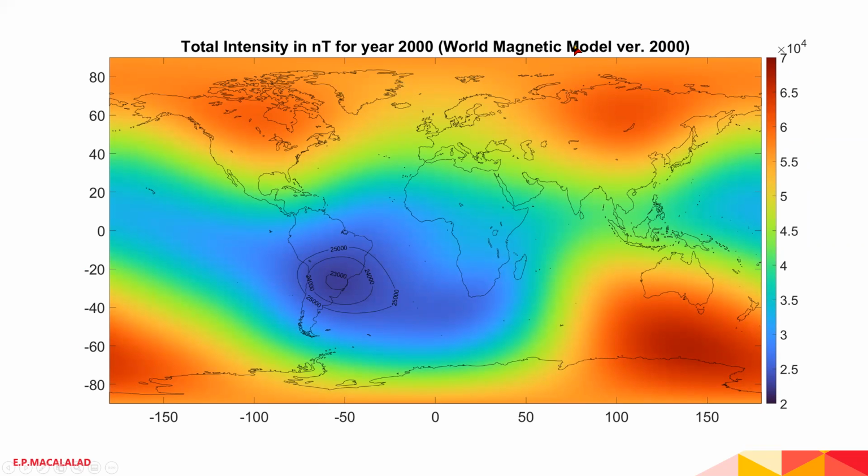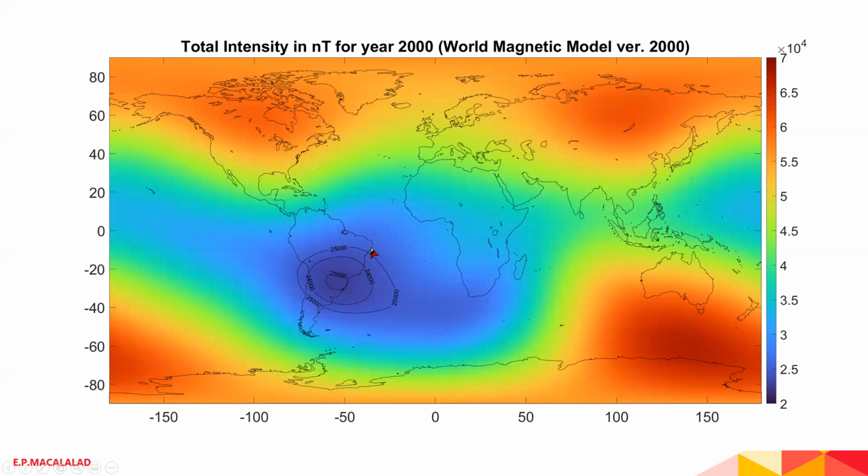So every 5 years. For example, this is the total intensity in nanotesla for the year 2000. The red ones, or the closer to the red ones, have higher magnetic fields. Closer to the blue ones are low magnetic fields. And as you will notice in this figure, there is a very low intensity magnetic field near the South Atlantic or South America.